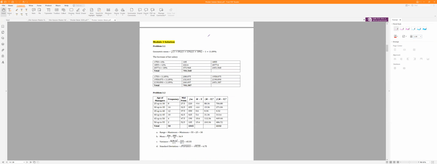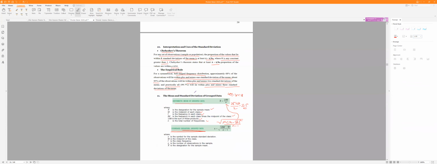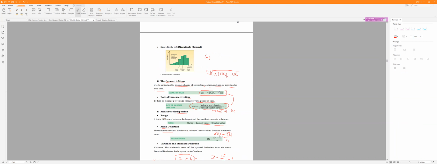So how do you find the geometric mean itself? Using the aforementioned formula. It's 1 plus 6% times 1 plus 12% times 1 plus 18%, and then cube root, because n is 3, and then minus 1. So you get 11.89%. This is using this formula.